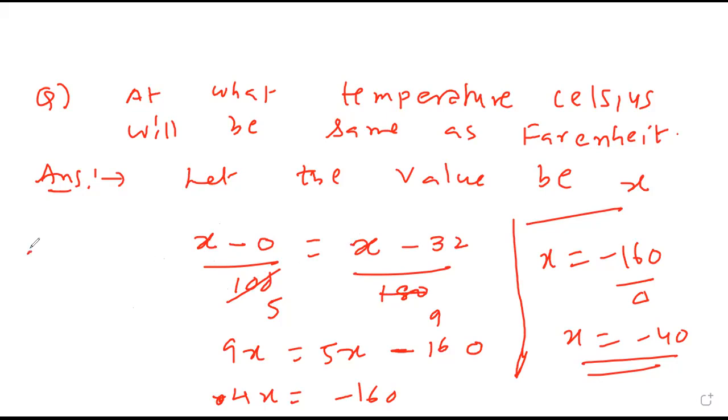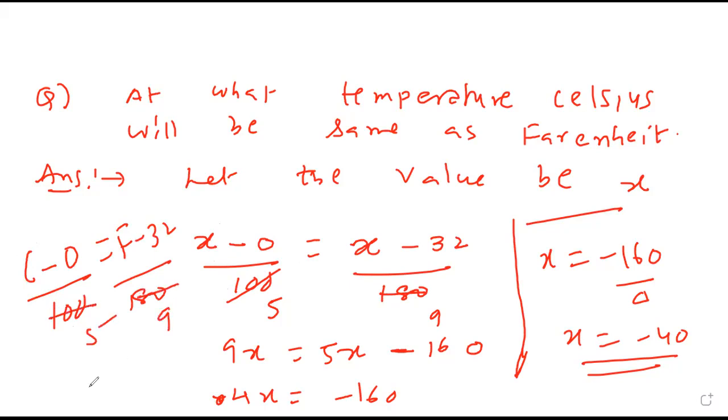So what you will get? Celsius minus 0 upon 100 is Fahrenheit minus 32 upon 180. 20 into 5, 20 into 9. So Celsius upon 5 is Fahrenheit minus 32 upon 9. Same relation. Shall we write this? This sum you write.